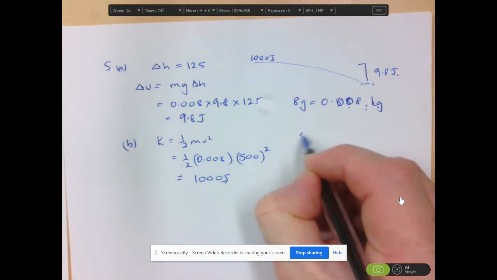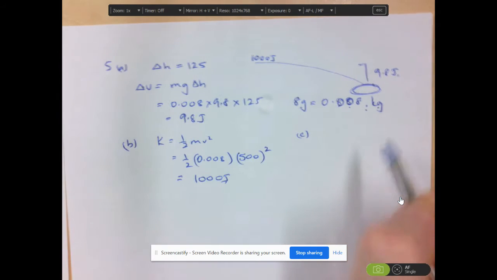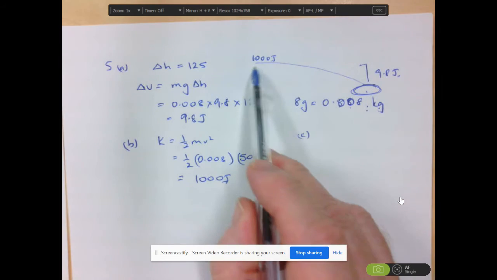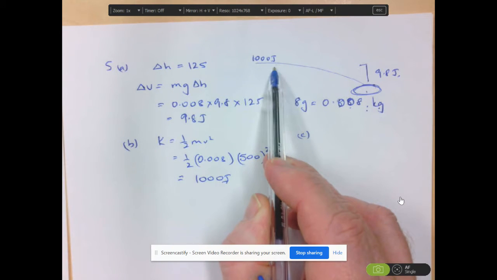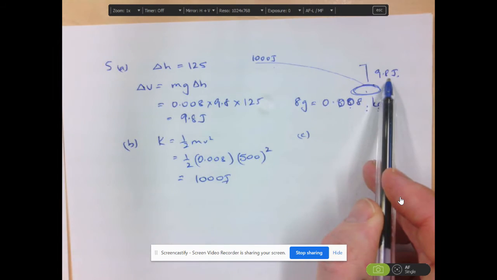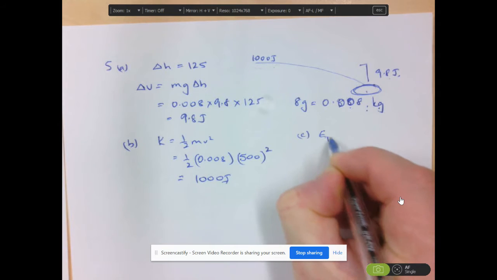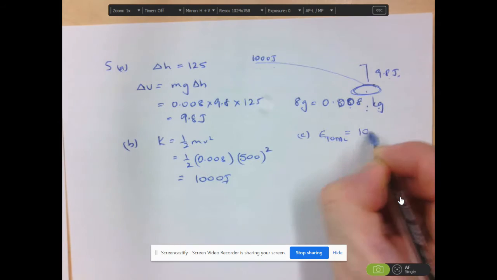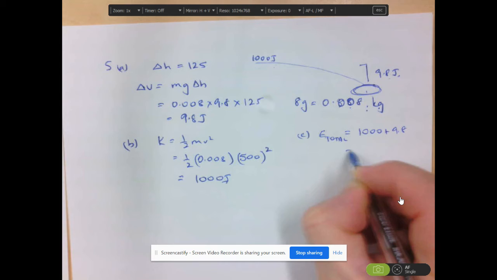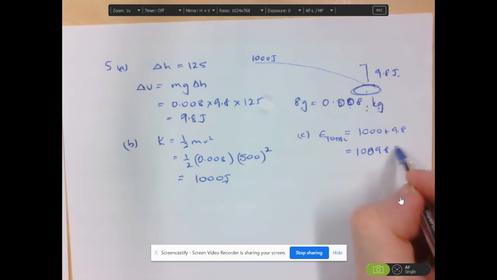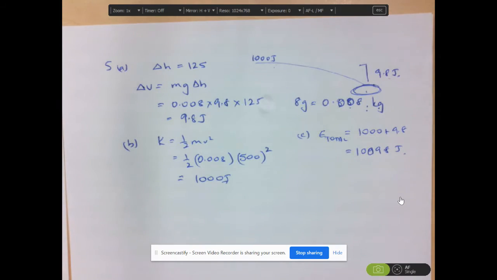And question C says, how many joules does it have when it hits the target over here? Well, it would have this amount of energy from the gun, and it's got an extra 9.8. So the total energy, E total, would equal 1,000 plus 9.8, which is 1,009.8 joules. Okay.